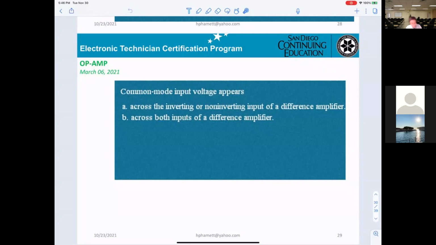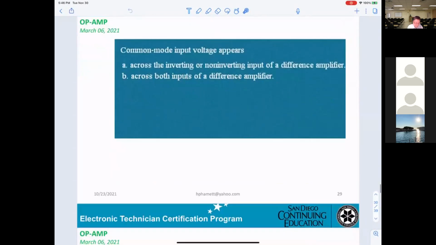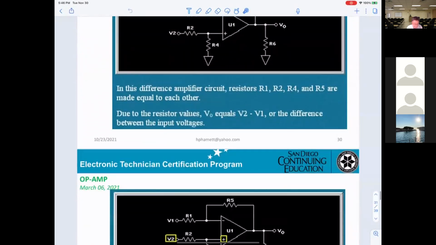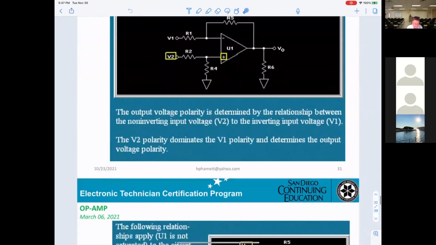So now the question is: does the common mode input voltage appear across the inverting or non-inverting input, or B, across both inputs of the differential amplifier? Tell me A or B. B, correct. They must be the same on both inputs of the differential amplifier. Okay, that one we already did. Let's see something else.